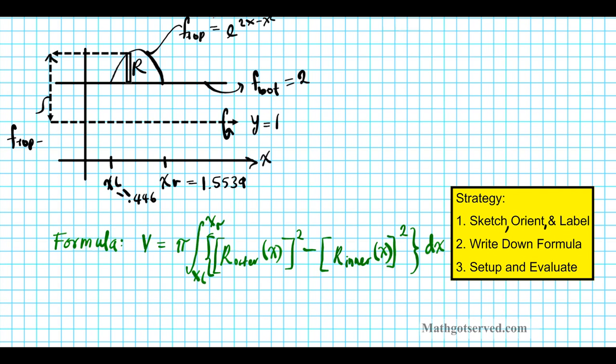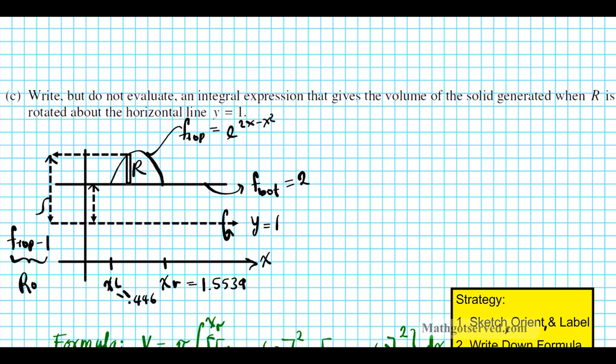The next thing we need is the inner radius. This right here is our outer, and our inner radius is going to be the distance from f bottom to the axis of rotation. So this length right there is our inner radius. It's going to be f bottom minus 1. So our r inner is going to be f bottom minus 1.